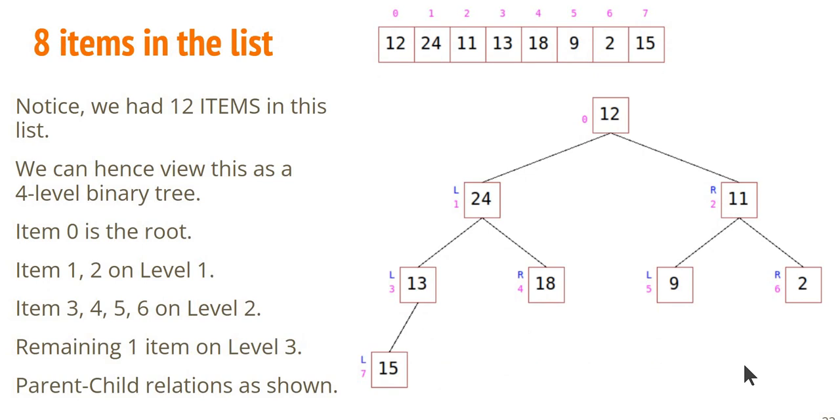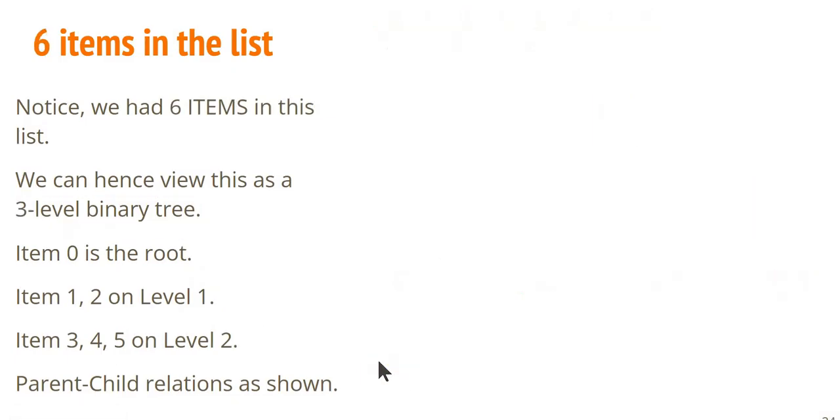Let's take a few more examples. Let's say 8 items in the list. So clearly 8 will make us have 4 levels, because 1, 2, 3 levels, that's 7 nodes. The last one goes on the fourth level. Remember, from the left to right property, complete tree, I will make this 15 a child of 13. I mean, this node 13. So you see that this node has one child on the left side, on this level here, right?